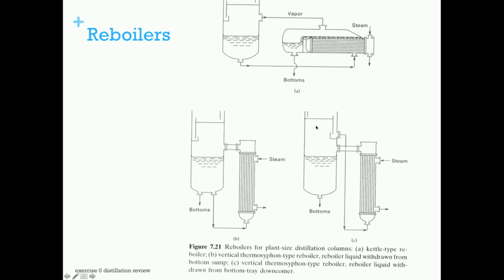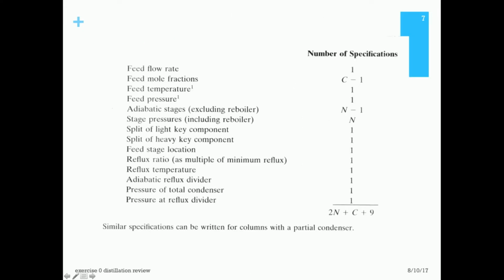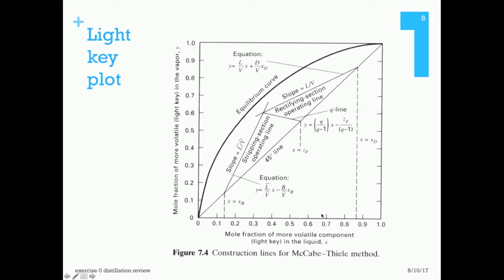So we've reviewed condensers and reboilers. Remember that there are a number of specifications, and you have to have enough specifications for the column to match the number of equations. Here is a list of equations for a column with a total condenser. There will be other equations that you use for a partial condenser, other sets of specifications. You notice you have a lot of specifications, which means you need lots of equations to solve the problem numerically.